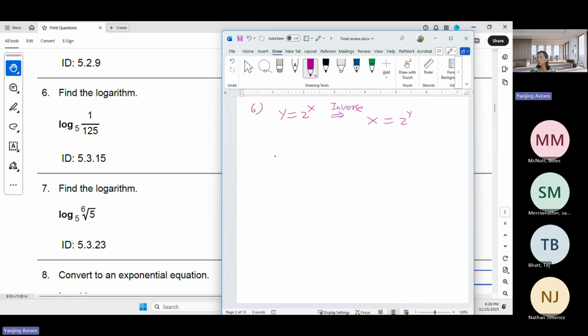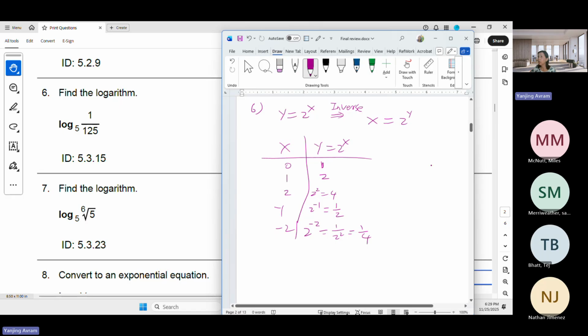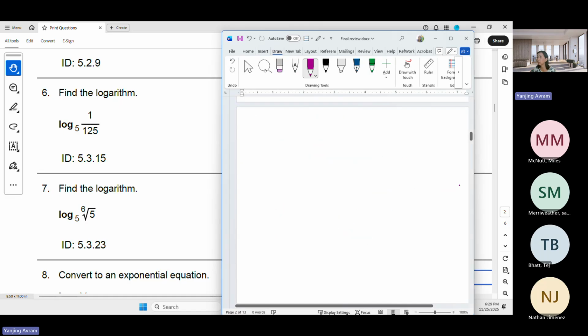So how do I graph this one? I'm going to give you a quick demonstration. x can be 0, 1, 2, negative 1, negative 2. So 2 to the 0 power is 1, 2 to the 1 power is 2, 2 to the 2 power is 4, 2 to the negative 1 power is 1 half, and 2 to the negative 2 power is 1 over 2 squared, or 1 over 4. If I switch the x and y, let's see. Let's graph this one first.